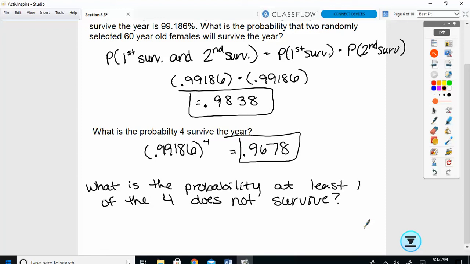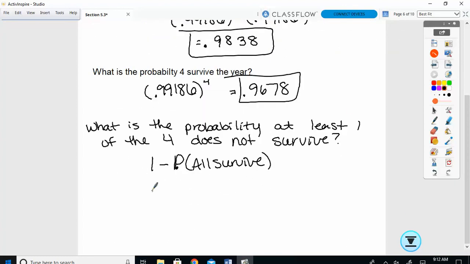But if we recognize at least one not surviving, isn't that the opposite of everybody surviving? So these are complements. And we know that from yesterday, to find the probability of a complement, you just do 1 minus. So all we have to do is 1 minus the probability that they all survive. And we found that probability in the previous question, so 1 minus.